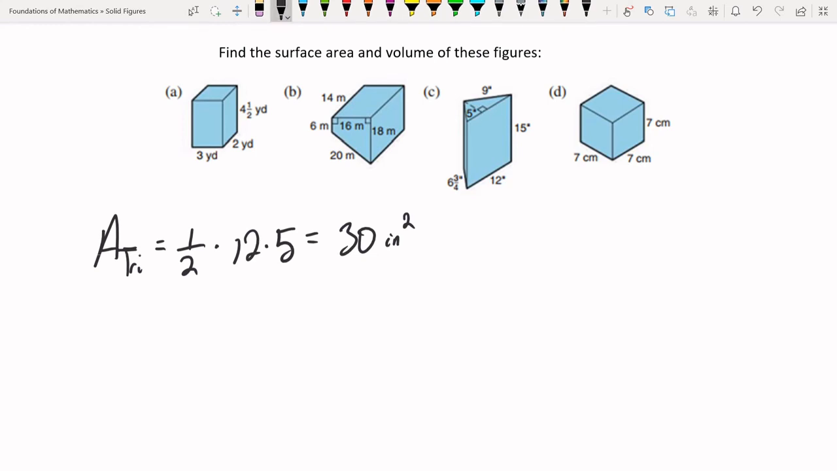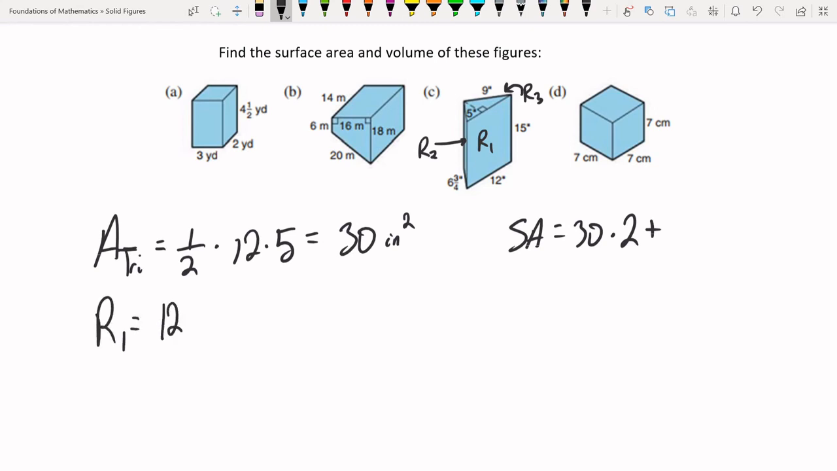Now we have 2 of those, so we're going to need to multiply that by 2 when we do the total surface area. So 30 inches squared times 2, plus the other 3 rectangular sides. So rectangle 1 is this one, rectangle 2 is going to be this side right here, and then rectangle 3 is going to be the back side of this prism. Rectangle 1 is 12 inches times 15 inches, which gives us 180 inches squared.